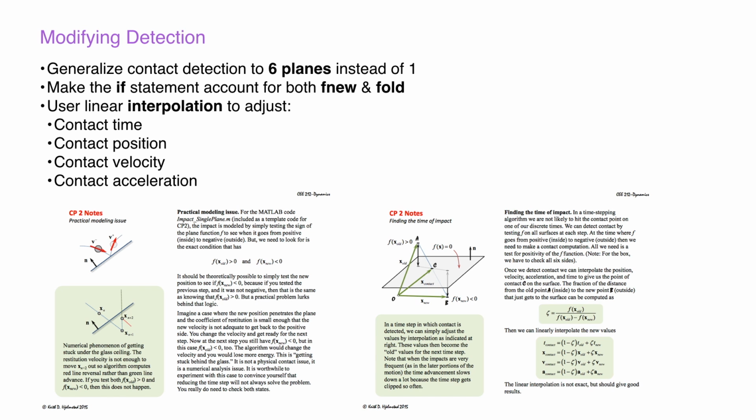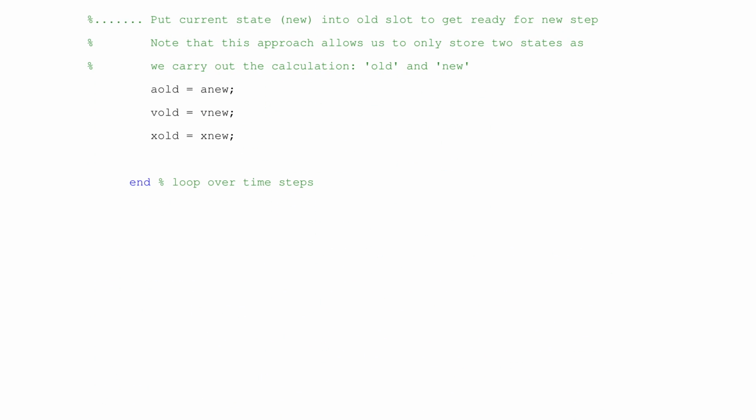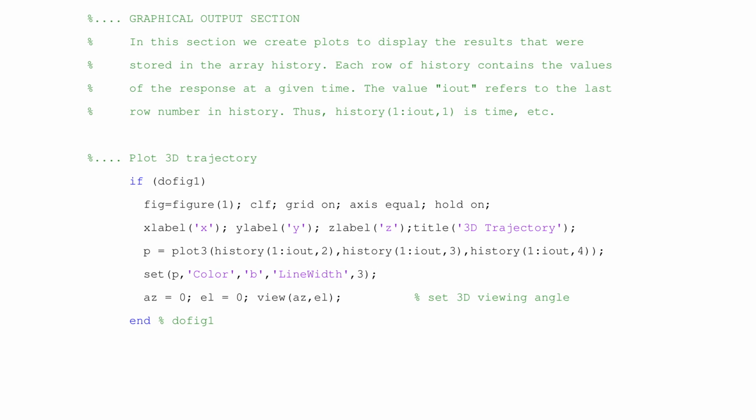And then also in the course notes, you want to use linear interpolation to adjust contact time, position, velocity, and acceleration. And that'll make our solution better. These are kind of practical things that you have to worry about when modeling numerically. After we resolve contact, of course, we can update AOLD, VOLD, and XOLD. And that's it for the time-stepping algorithm.